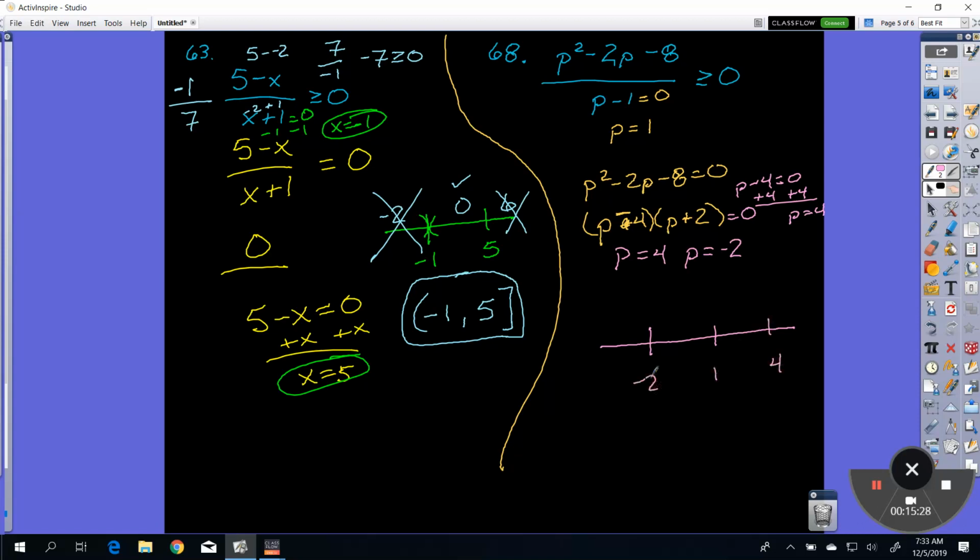Make sure you put these in order, or else it really doesn't work very well. So a value to the left of negative 2 for a test number, between negative 2 and 1, between 1 and 4, 2, and greater than 4, 5. So you've got to do this 4 times.